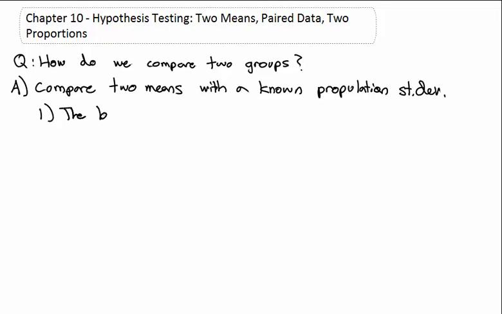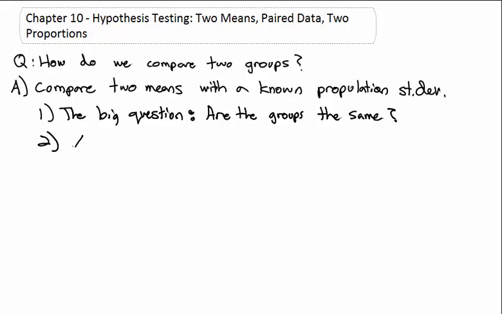And that big question is, are the groups the same? Is there a difference between Running Start students and traditional students? Is there a difference between men and women? Is there a difference between those that received a treatment and those that did not receive a treatment? Are these groups the same, or are they different? That's the big question we're attempting to answer.